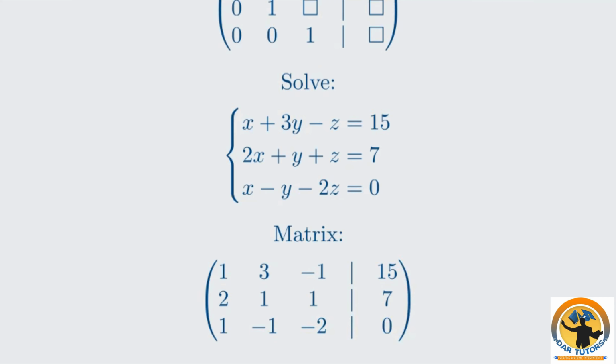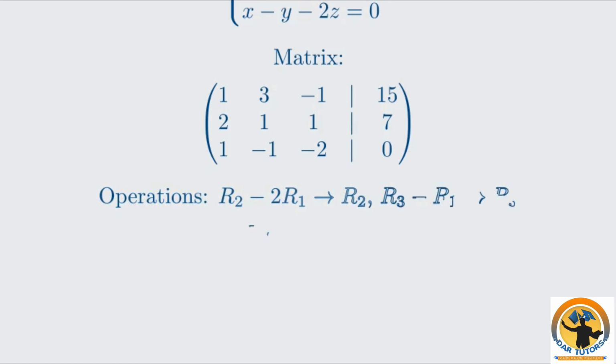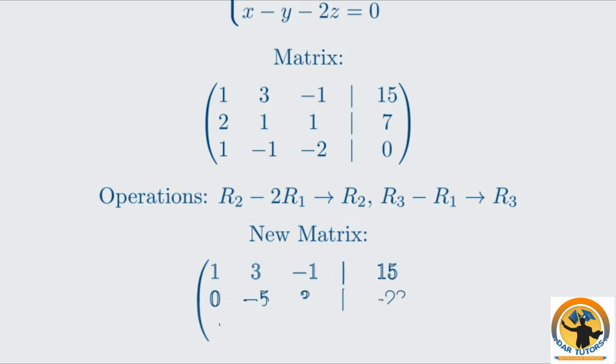Our first step is to create zeros in the first column below the leading one. We'll use row 1 to eliminate the 2 in row 2 and the 1 in row 3. We perform the operations r2 minus 2r1 arrow r2, and r3 minus r1 arrow r3. The first row stays the same. The new second row is 0, -5, 3, -23. The new third row is 0, -4, -1, -15.